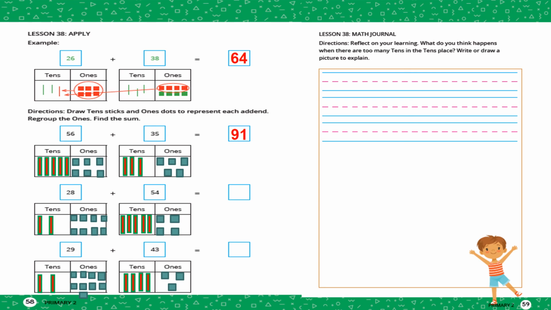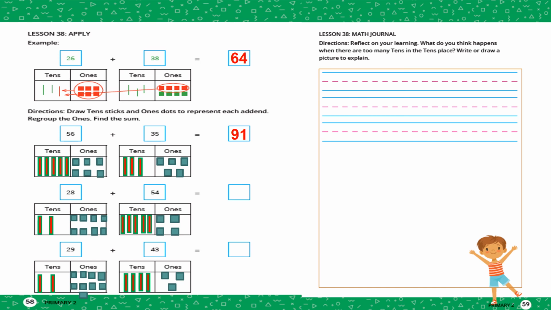In 54, how many sticks do we have? 5 sticks. How many small squares? 4 small squares. Now let's add 28 plus 54. 8 plus 4. After 8: 9, 10, 11, 12. So we will write 2 and carry up 1 in tens.